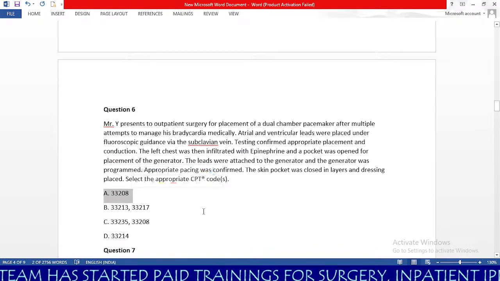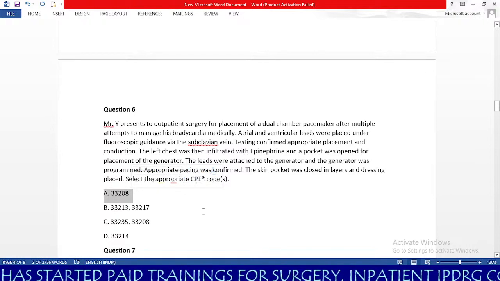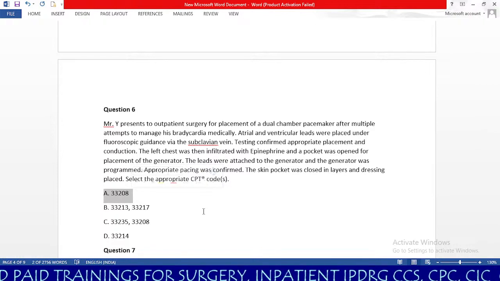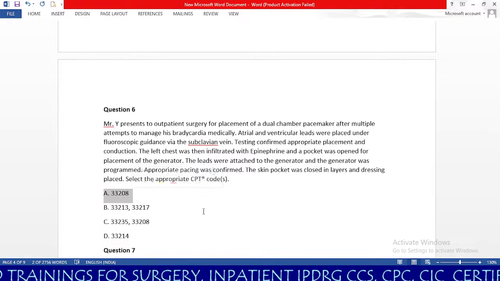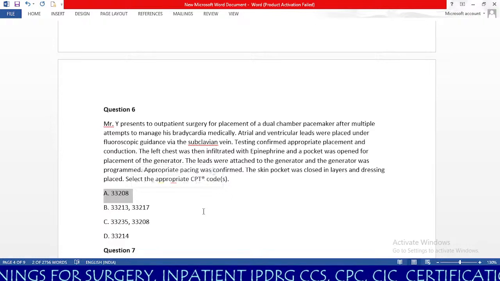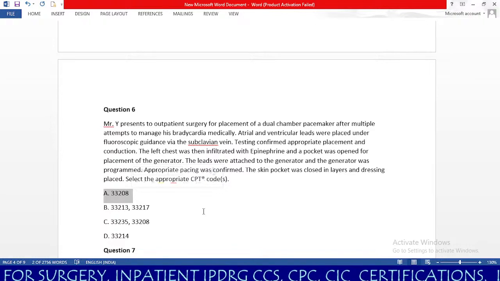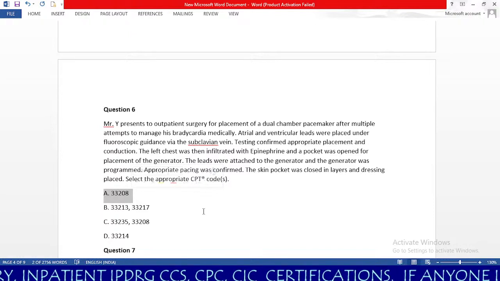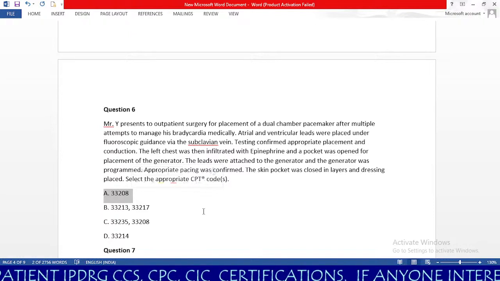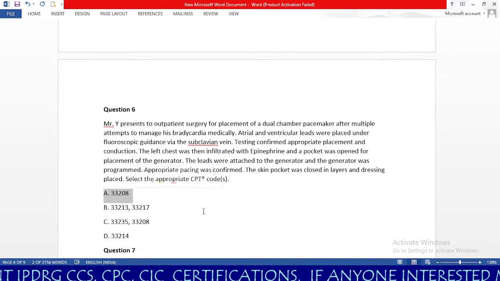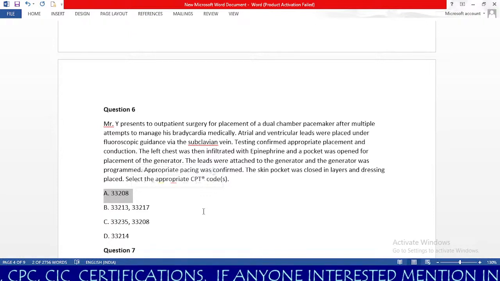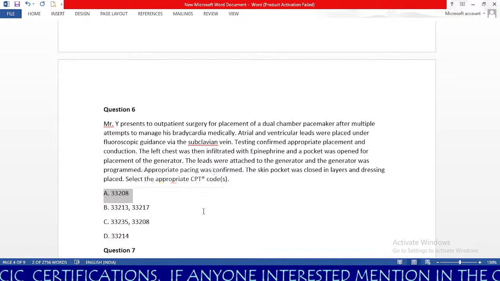So 33213, 33235, 33214 are for removal or upgradation, all those things. But based on our operative report, it is an initial insertion of pacemaker. So like previously we had ICD and here we have pacemaker. So while coding this pacemaker and ICD, you need to be cautious with these procedures. Why? Because both look like the same only.